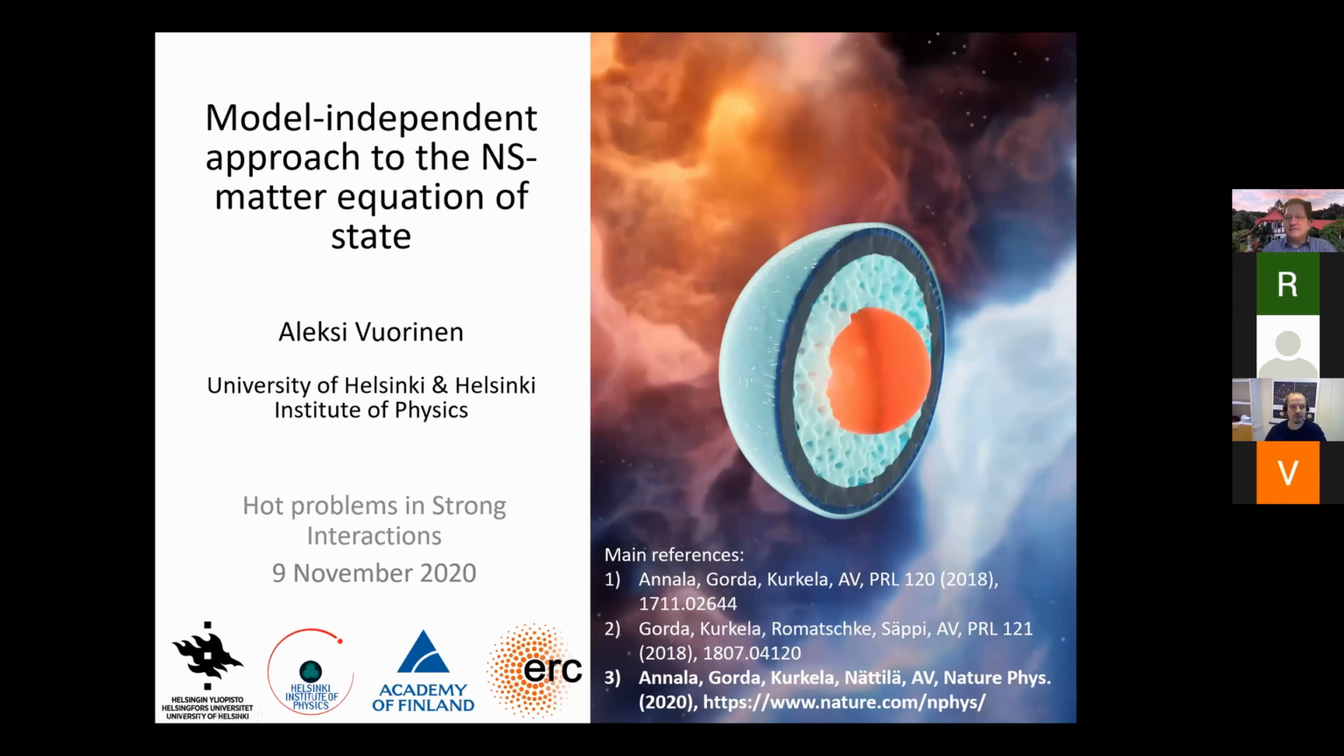Okay, thank you very much, David, and good morning to everyone from Helsinki. So I'm very pleased to present our recent work done together with Emily Annala, Tyler Goda, Aleksi Vuorinen, and Joonas Nättilä on a model-independent interpolation of the neutron-star-matter equation of state and its implications to the existence of matter inside massive neutron stars that perhaps will turn out to have similarities to what we expect from deconfined quark matter.